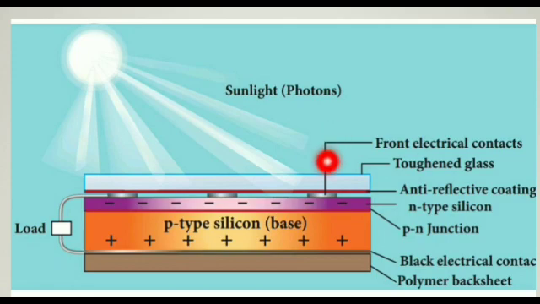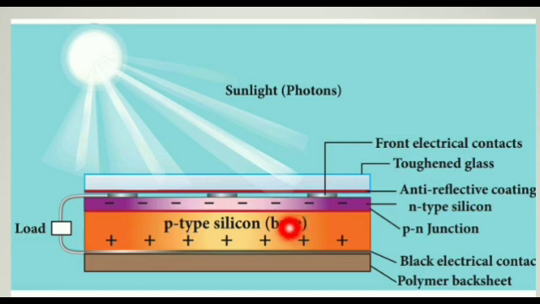So this is which type? This is glass, toughened glass. Okay, and this red line is the anti-reflecting coating, and this is the front electrical contact. So this silver color is nothing but the contact. The contact is connected to the load.